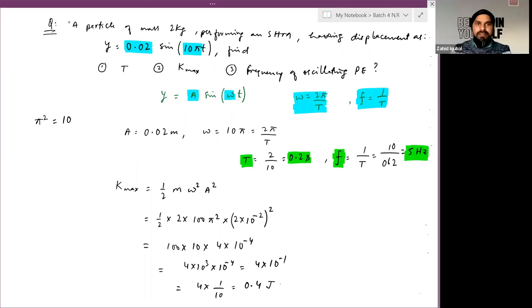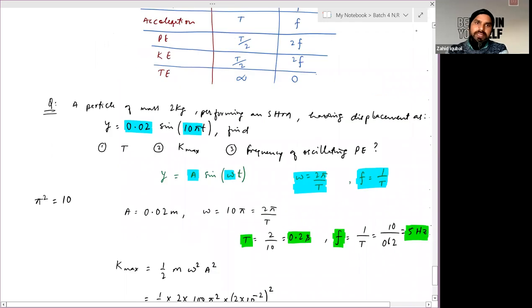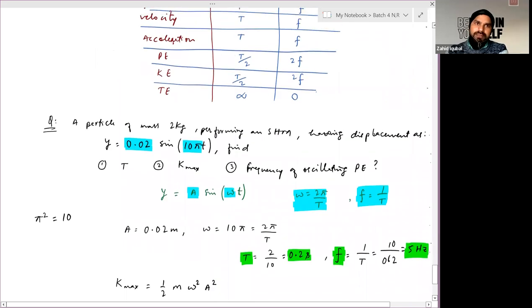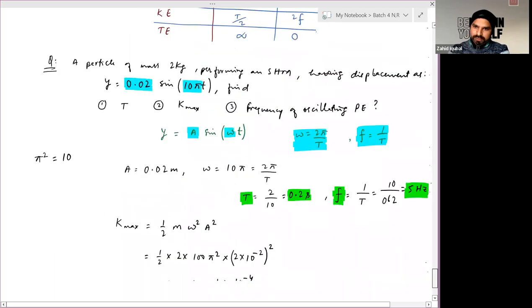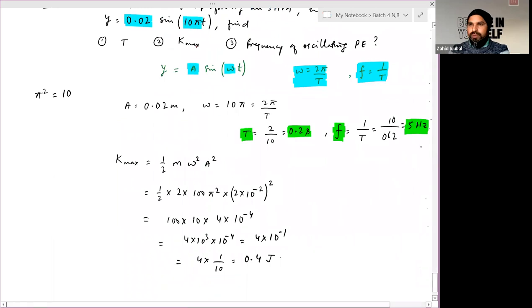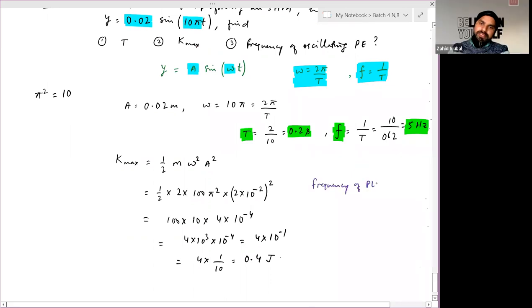Next, we have to define frequency of oscillating potential energy. In the above part, in this table, I define a relation between frequency of oscillating potential energy and frequency of displacement. If you have frequency of displacement f, then potential energy will oscillate with twice the frequency of the source. So for source, we have frequency 5 hertz. So what will be the frequency of oscillating potential energy? 10 hertz. Good. So frequency of oscillating potential energy will be twice that of source, that is 10 hertz.